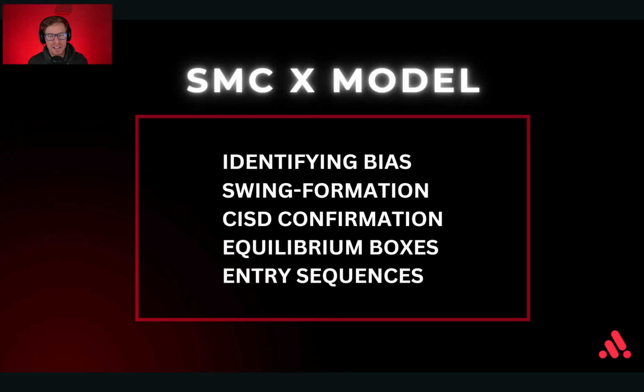Now that you understand how to use candle 2 and candle 3 closures, how to identify swing points, and how to use wicks and equilibrium, in this section we're going to focus on bringing all of that together in order for you to understand how to use this model effectively. In this section of the course, we're going to focus on identifying the bias, identifying relevant swing formations, CISD confirmations, equilibrium boxes, and entry sequences. This section is going to tie everything together for you.